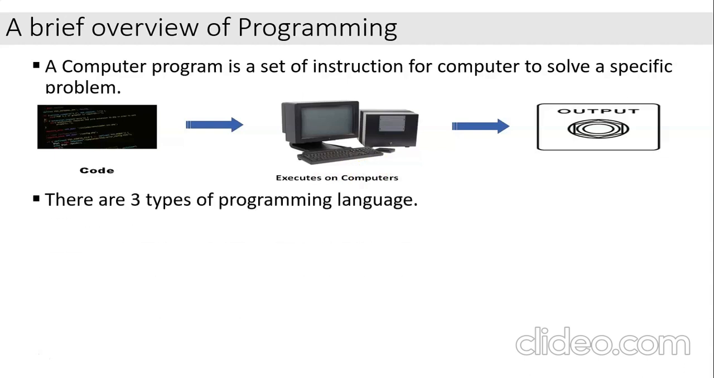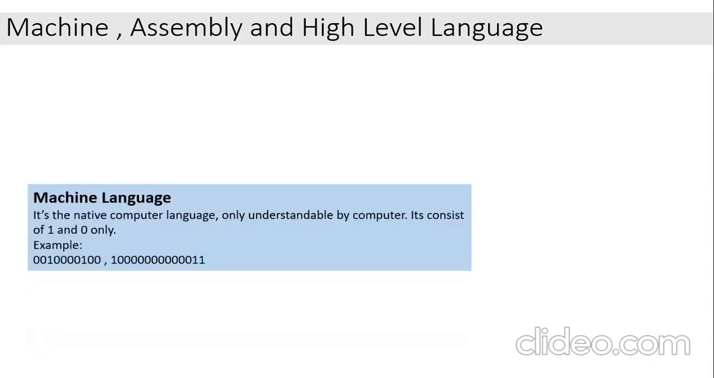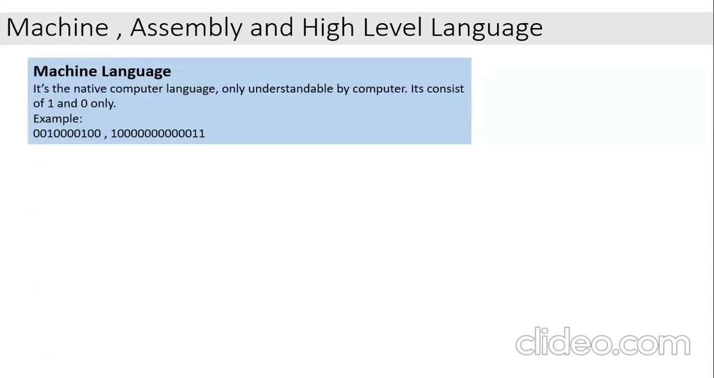Now there are three types of programming language: first is machine language, then assembly language, and then high-level language. So now we'll see what machine, assembly, and high-level languages are. Machine language is a native computer language and is only understandable by the computer. It consists of 1s and 0s only, like binary digits. Since it consists of 1s and 0s, we cannot practically write a machine language program.